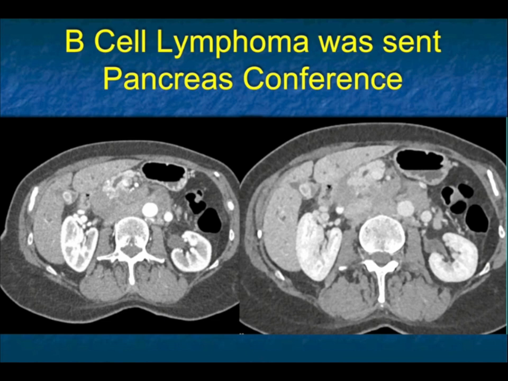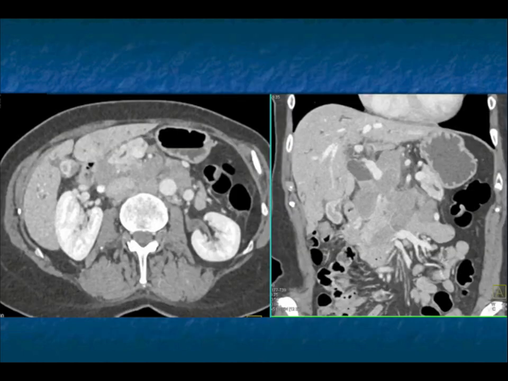Another example here, large, bulky adenopathy. This patient was referred to us for pancreatic cancer, but the nodes truthfully are too large. And yes, it looks like a mass by the head of the pancreas, but there are so many nodes present. Look at the coronal view. It looks like the infiltration of lymphoma.